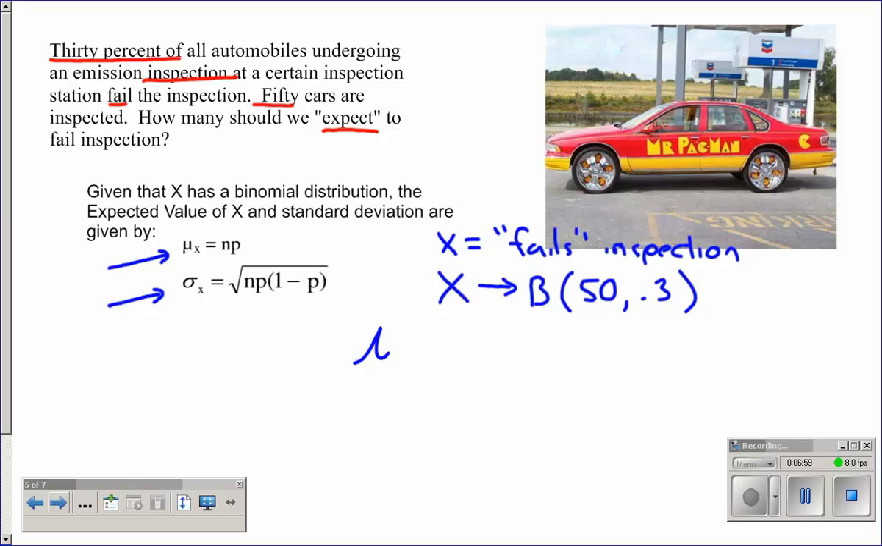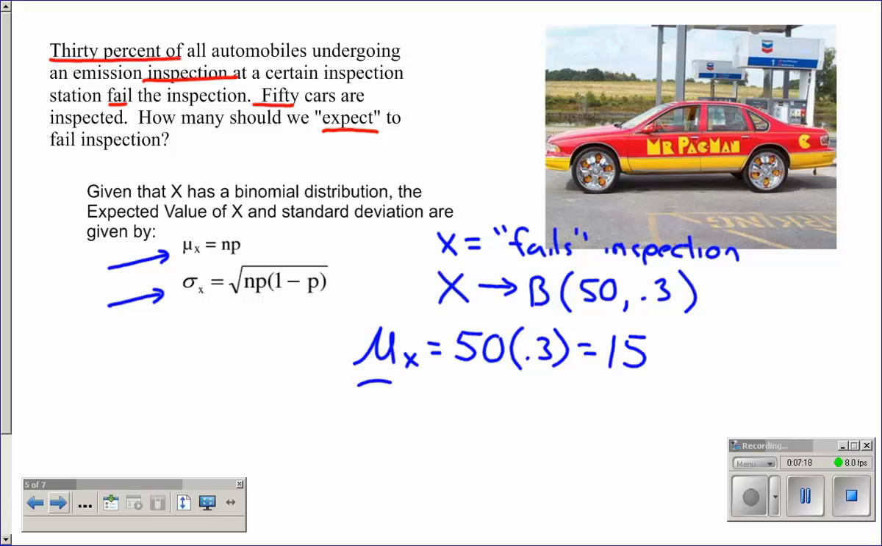Well, I'm just going to use the formulas. The mean number of cars to fail the inspection is 50, which is n, times 0.3, which is p. Put those into your calculator, or actually do it in your head, 15. On average, in a group of 50 cars, we should see 15 that fail inspection.